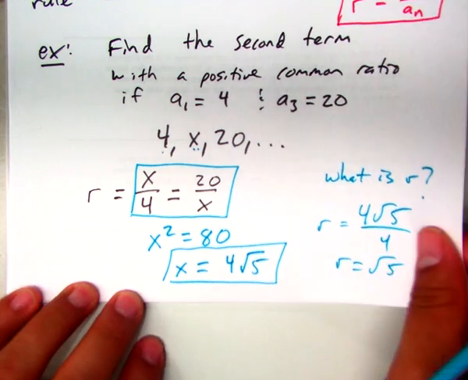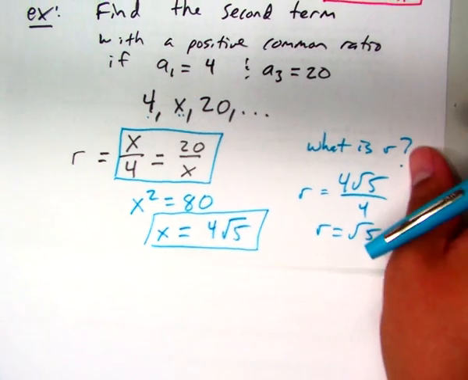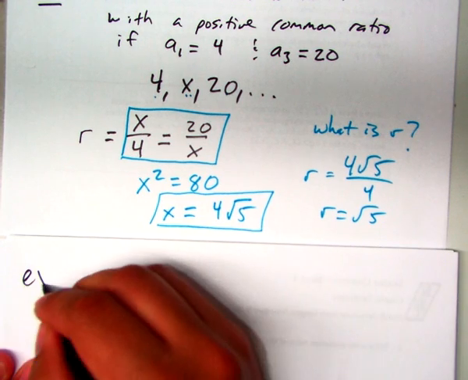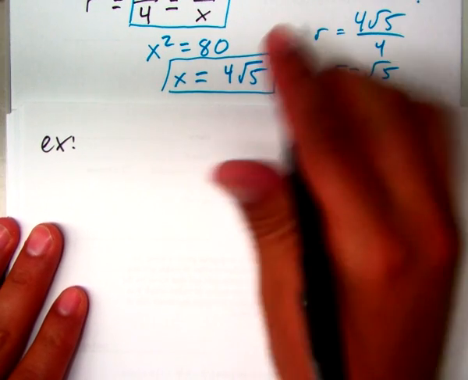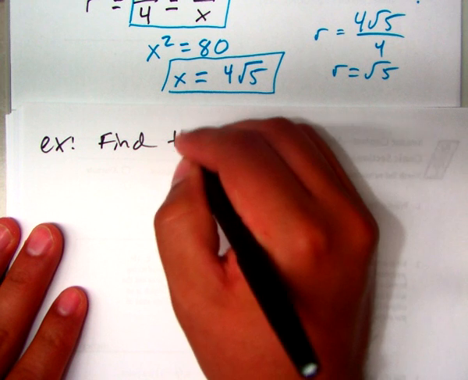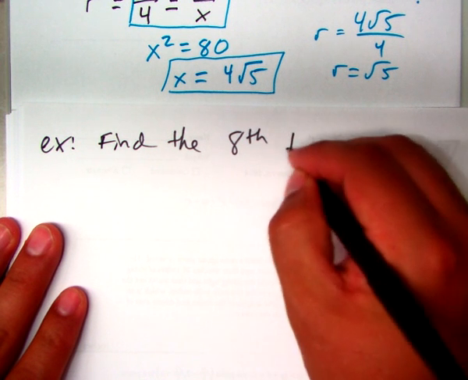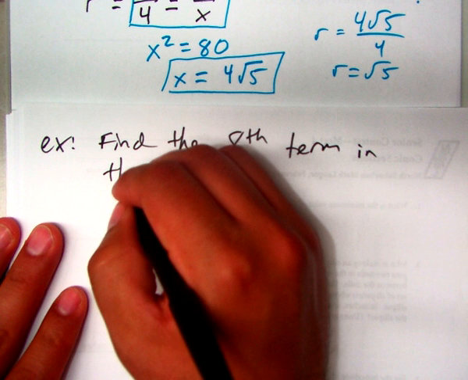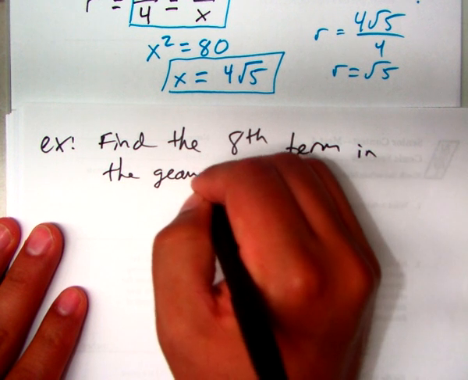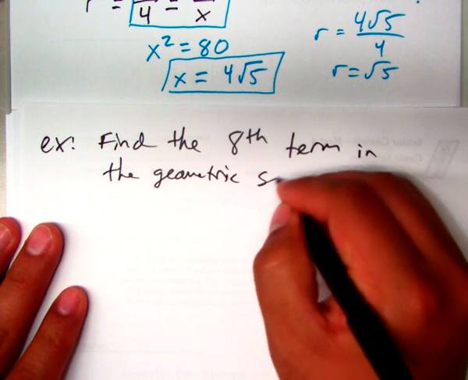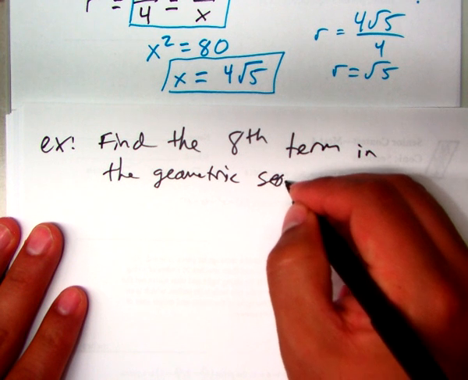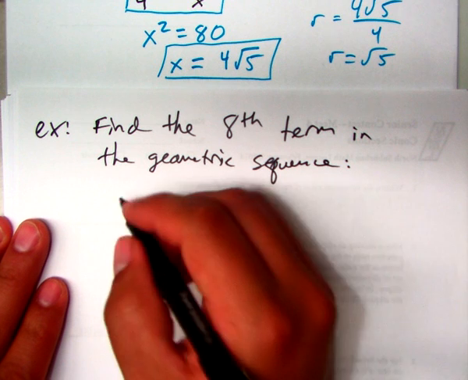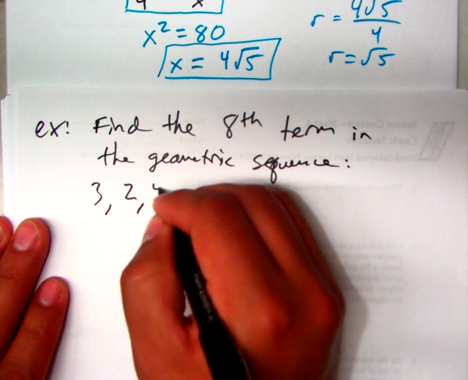We'll do one more, just so you get an idea of how to work with the formula. Find the 8th term in the geometric sequence 3, 2, 4/3, and so on.